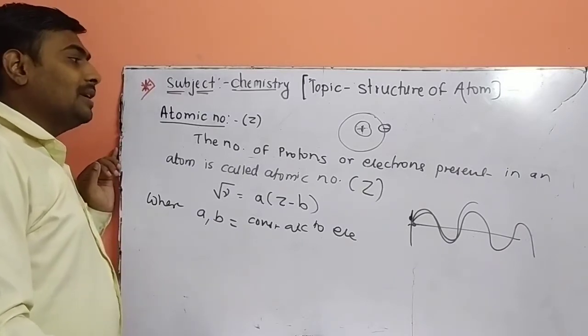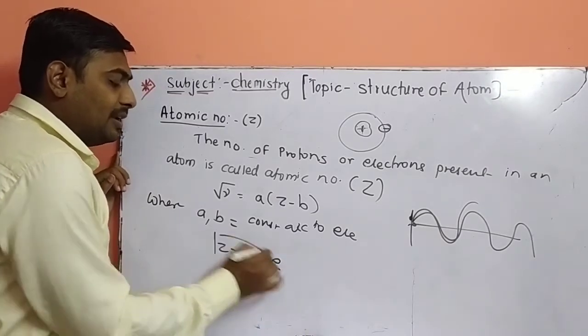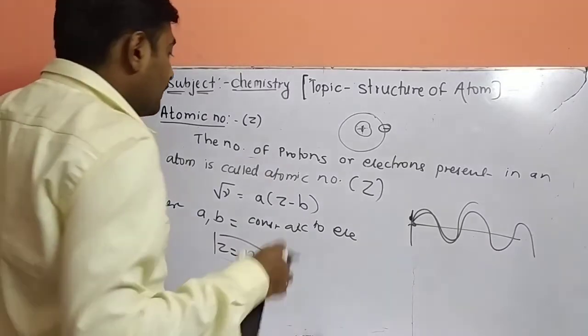So this is your atomic number. Z is always equal to P, which is always equal to E in a neutral atom, where P and E are the protons and electrons in a given atom.